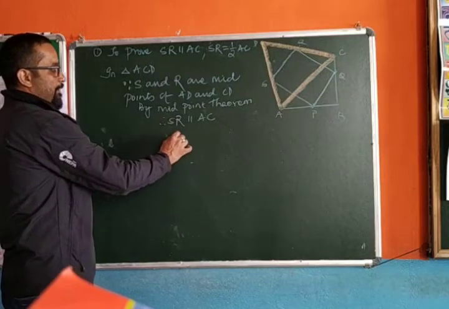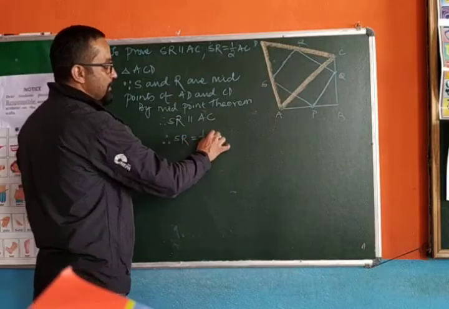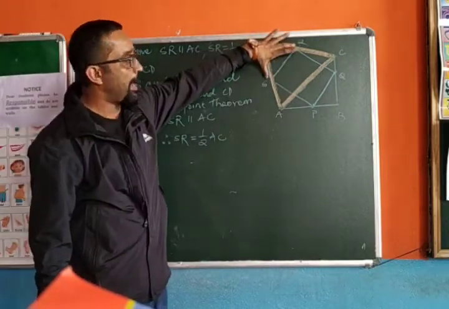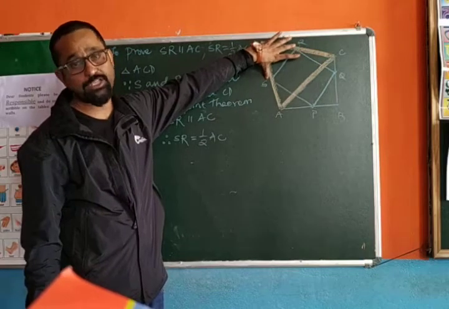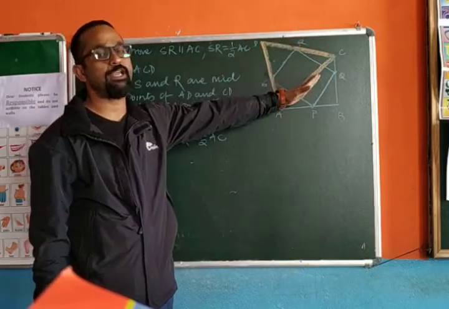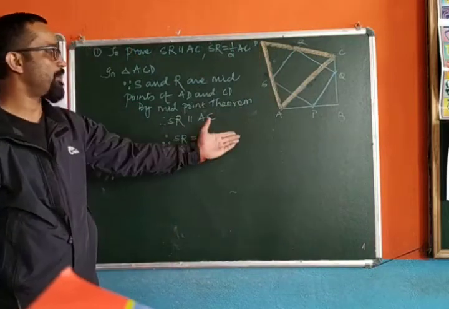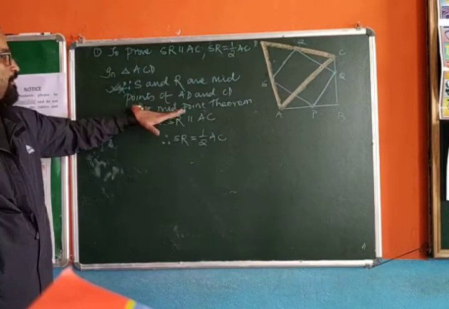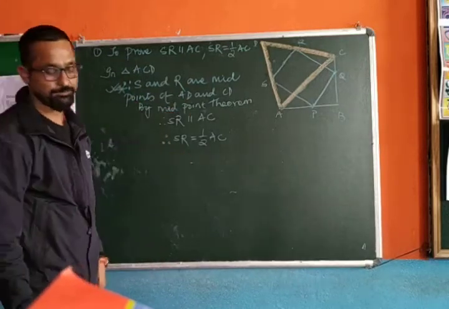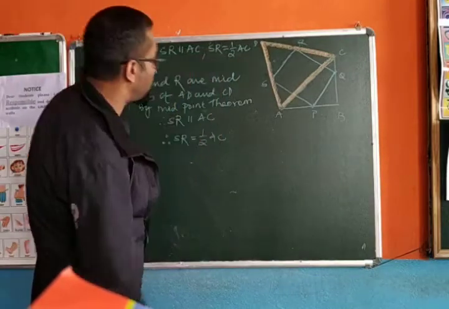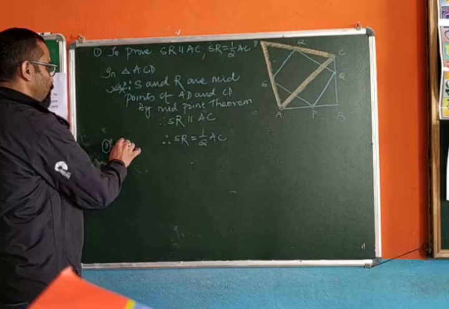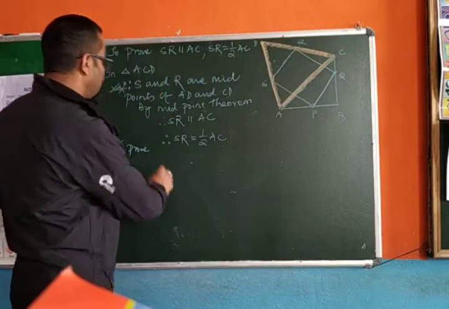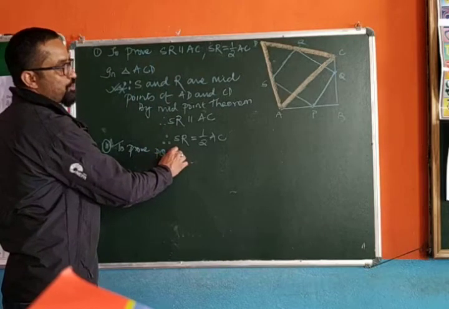Second part, SR is half of AC. The statement of the midpoint theorem tells you that the line passing through the midpoints of any two sides of the triangle is parallel to the third side, and it is half of it. So straight away you write, this is the important term, midpoints. By the midpoint theorem, proved. Then you have the second part, to prove PQ is equal to SR.